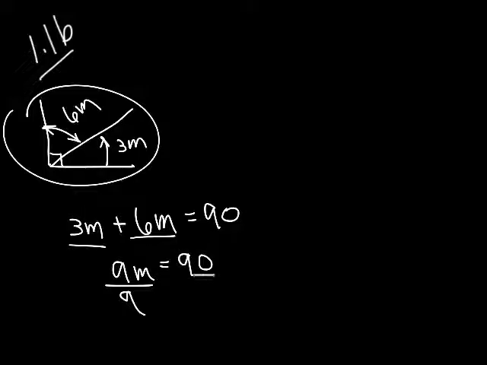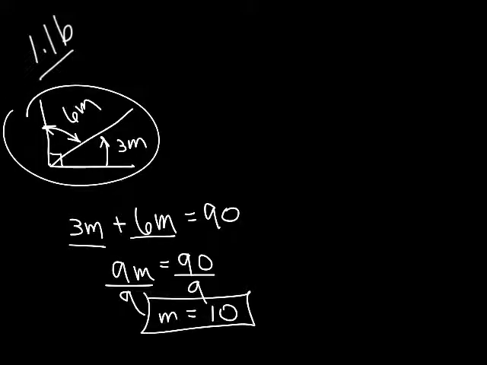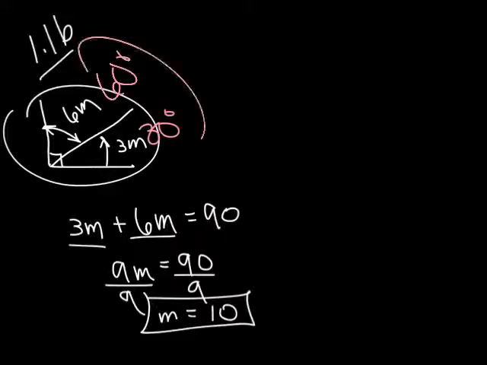Divide by 9, m equals 10. Okay, is that what we're looking for? No, it's not. They're asking us to find the measurement of each angle. All we found is m. But we take m times 3, and that becomes a 30-degree angle. And then we take m times 6, so 10 times 6 is a 60-degree angle. And when you add those two up, you get your 90-degree or right angle that the square is signifying.